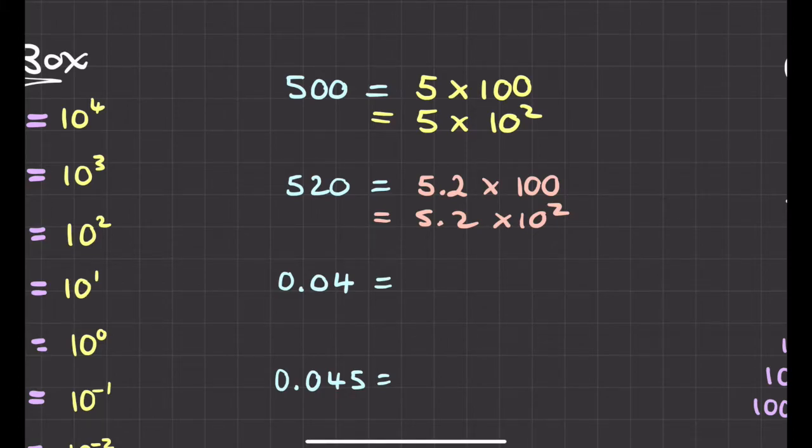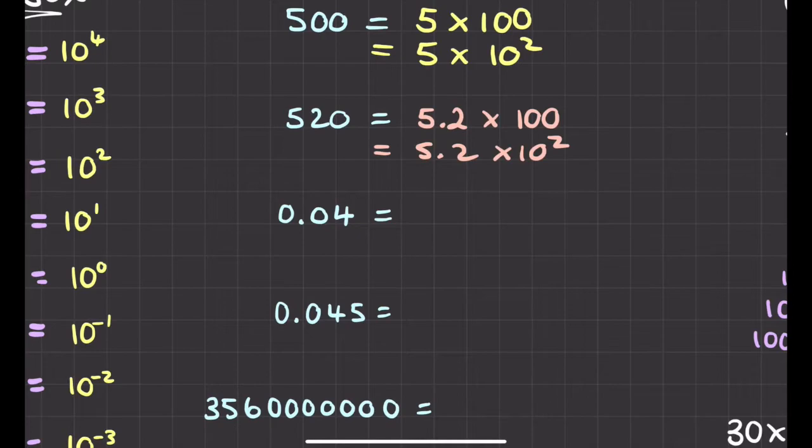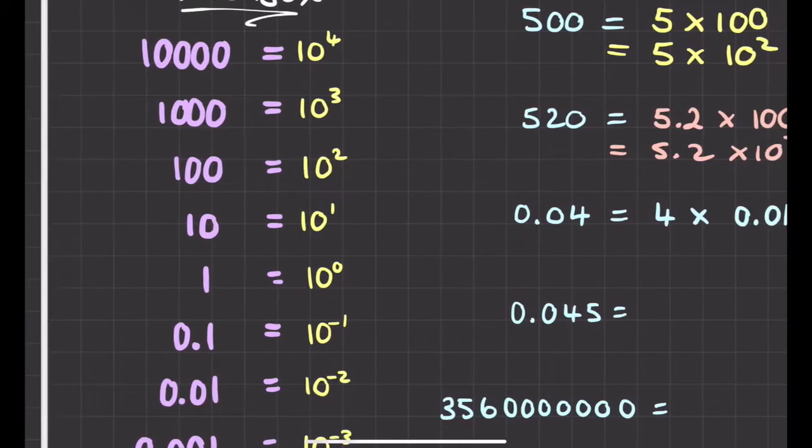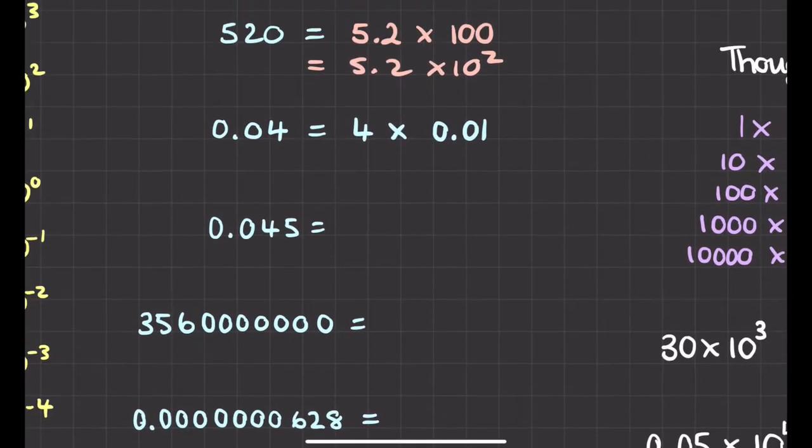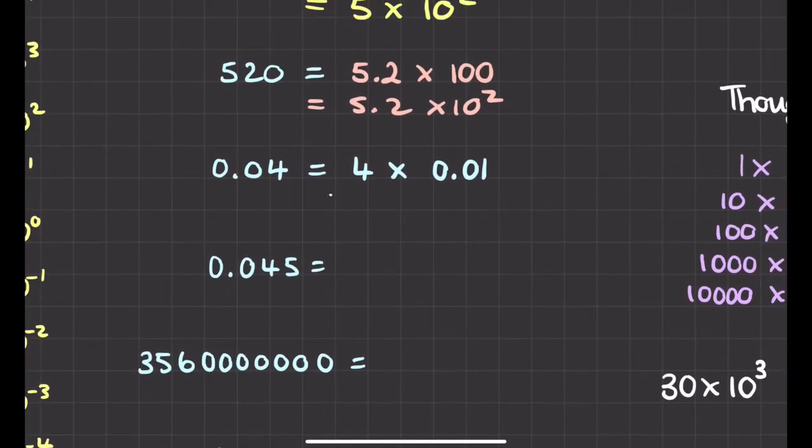Right, this next one, this is like having 4 multiplied by 0.01. And 0.01 is 10 to the power of minus 2. So that's like having 4 times 10 to the minus 2. Okay, it's the same.